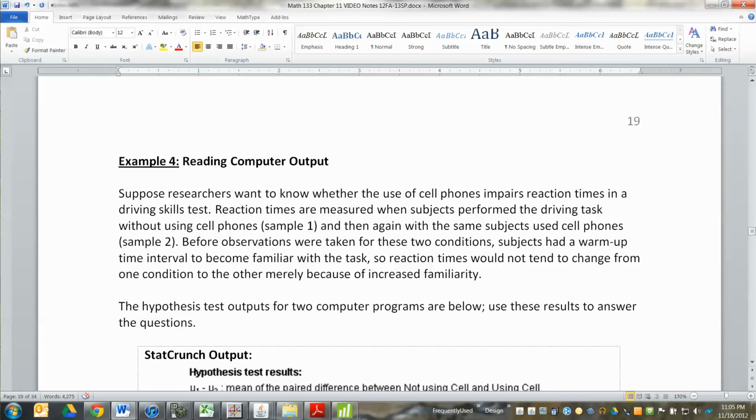Now let's make sure that we know how to read computer output when it's given to us, say on a final exam or something like that. Hint, hint.